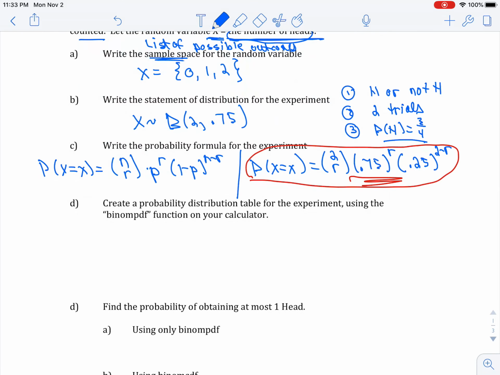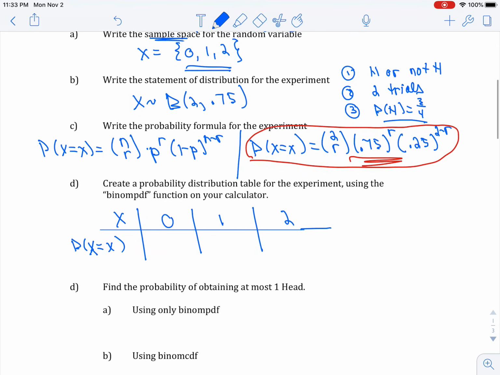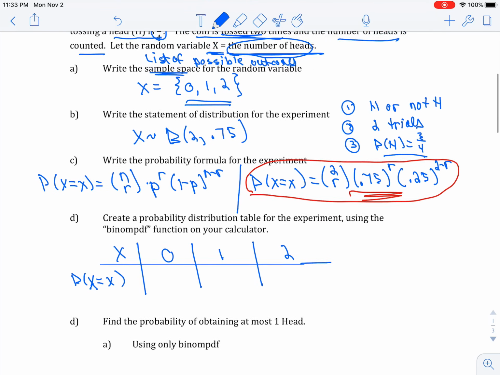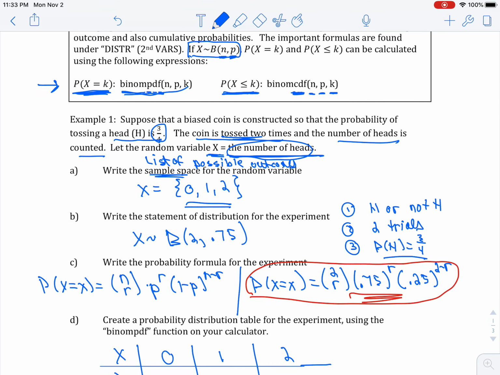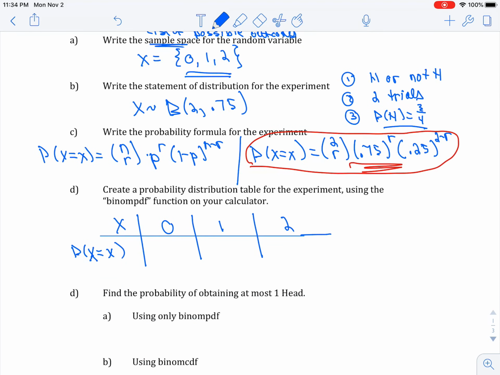Okay, the next one says create a probability distribution table for the experiment. So remember that the way that that works is you have your x values here, and then you have the probability that x will equal any of those x values. So our x values here, we're going back to the sample space. We could get 0 heads, we could get 1 head, we could get 2 heads. So now this is where we're going to use your calculator for this, and we're going to use this built-in binom PDF, because we want to know right now, if I'm going to fill each of these in, what's the probability that x equals 0, what's the probability that x is equal to 1, and what's the probability that x is equal to 2.